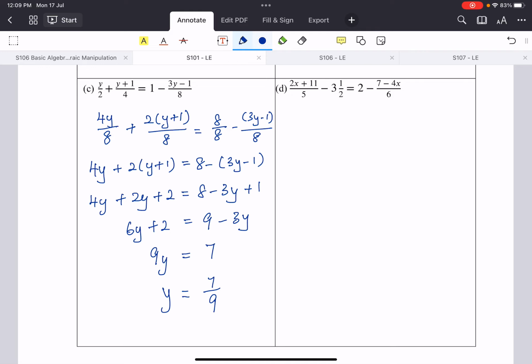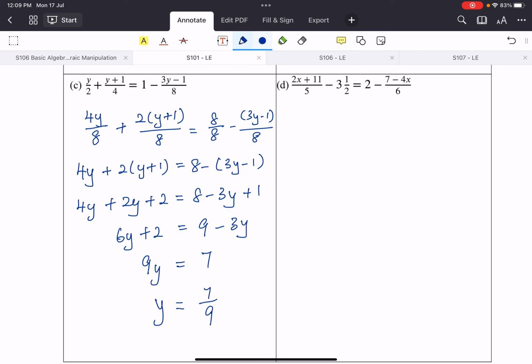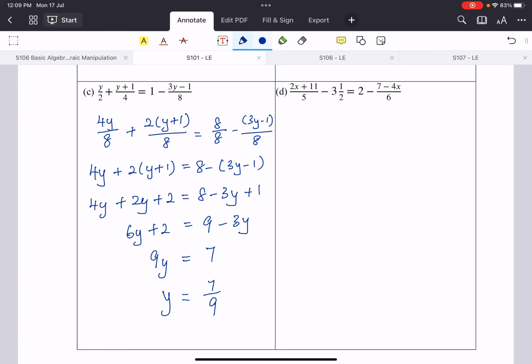Okay, finally, question D, let's take a look. So question D, this time round, again we have different denominators, right? So we can make the denominators common. The denominators are 5, 2, 1, 6, so let's make it 30. So we have 6 times (2x plus 11). Notice the brackets, right? They are important. Over 30 minus 3.5, which is actually 7 over 2.